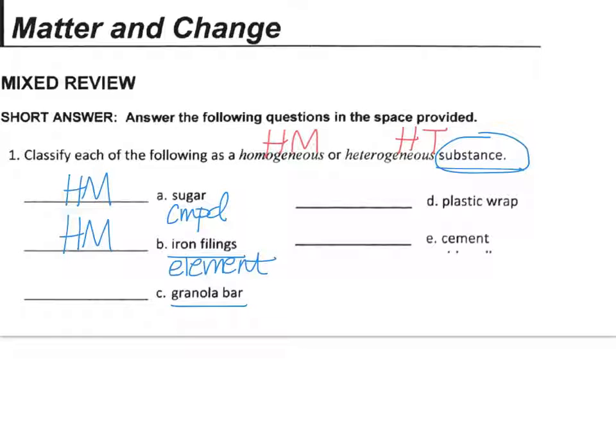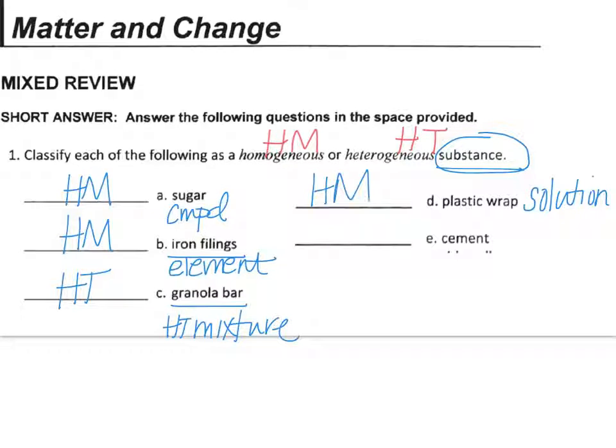A granola bar, obviously, if it's got chocolate chips or raisins or whatever, it's going to look different all throughout. So that's going to be a heterogeneous substance, but this would be a heterogeneous mixture. Okay. And then the plastic wrap, that means like Saran Wrap. If you look at that, it looks the same throughout. We would actually call that a solution because it does look the same throughout. And so that would be a homogeneous substance.